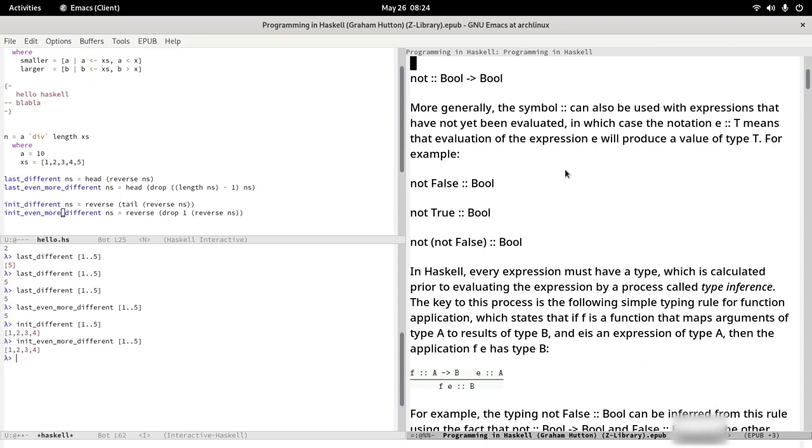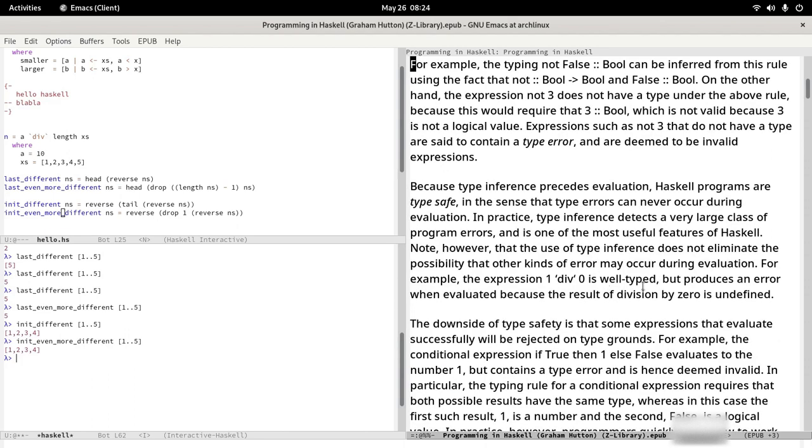In Haskell, every expression must have a type, which is calculated prior to evaluating the expression by a process called type inference. The key to this process is the following simple typing rule for function application, which states that if f is a function that maps arguments of type A to results of type B, and e is an expression of type A, then the application f e has type B. For example, the typing not False :: Bool can be inferred from this rule using the fact that not :: Bool -> Bool and False :: Bool.